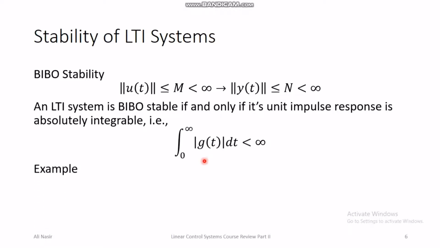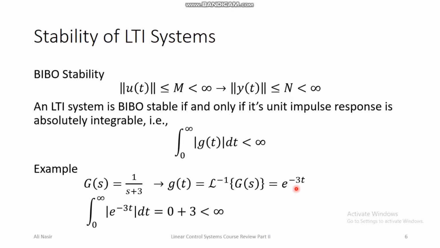So if you have a transfer function of a system, you just take the Laplace inverse of this transfer function. In this case it will be e to the power minus 3t, and if you take the integral of e to the power minus 3t from 0 to infinity, it becomes 1/3, which is less than infinity. So this means that this system is BIBO stable. So in this way you can find the BIBO stability of a system using its transfer function.